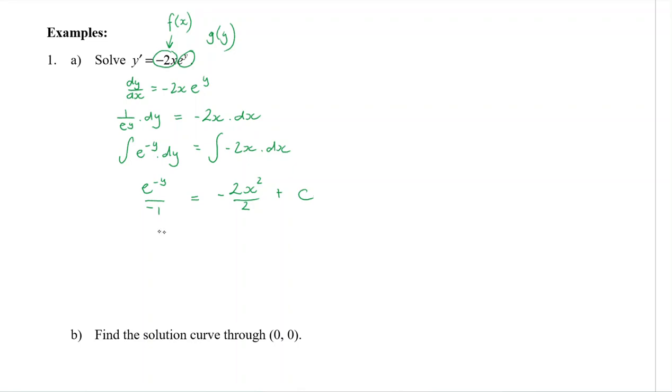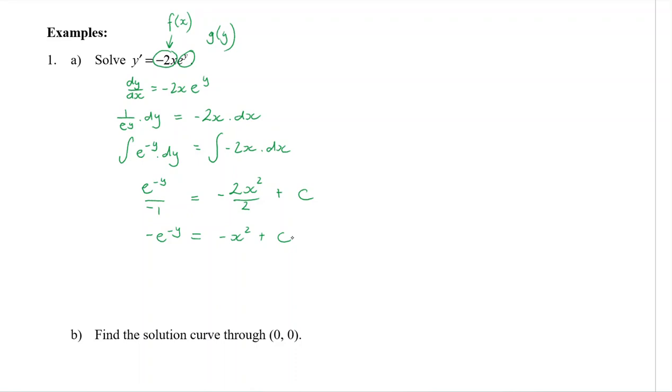So let's just tidy it up a little bit. That's going to be minus e to the minus y, minus, the 2's will cancel out, so minus x squared plus c. Okay, now when we can, we like to try and get our equation in y equals, right? That's how we usually like our equations. y is equal to something in terms of x.